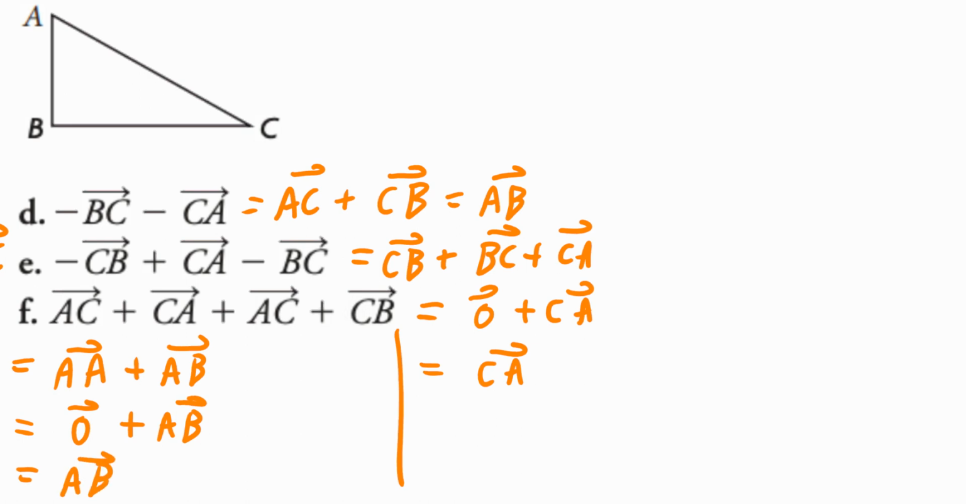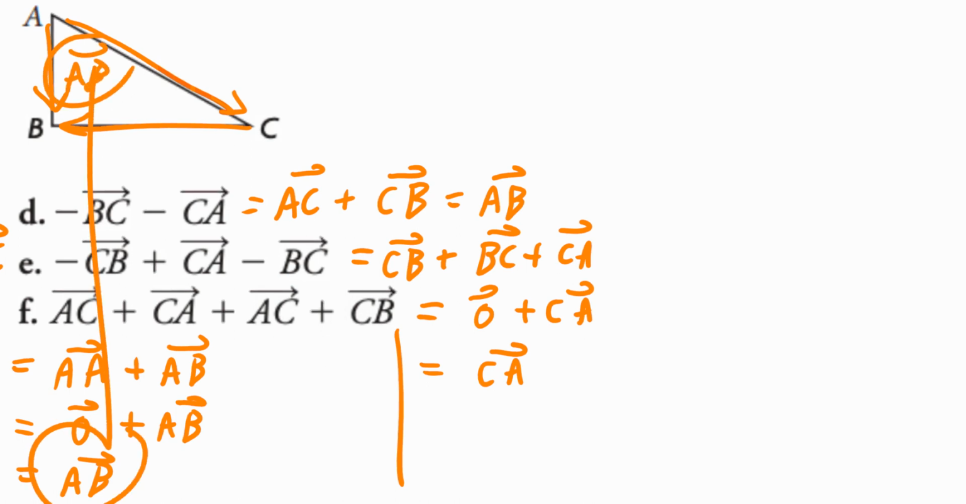Now, let's redo part F by looking at the graph. AC looks like that. CA looks like that. And if you add opposite vectors, by definition, that's going to be a zero vector. If you look at vector AC plus vector CB, again, using the triangle law, this will give you vector AB as expected. I hope this makes sense.